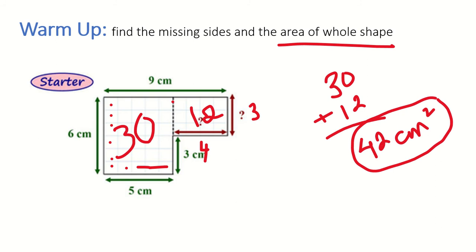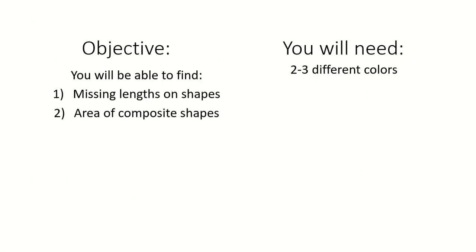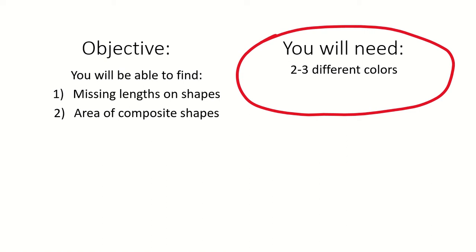Now, that's just the basic way. In a minute, you're going to find out how to do it the proper mathematical way, which is not by counting squares, but by using formulas. So let's get started on that. Your objective today will be to find the missing lengths on shapes, like we just did in the warm-up, and also to find the area of composite shapes. So by the end, if you can do those two things, that means you understand. You will also need, as some helpful tools, 2 or 3 different colors like highlighters, colored pens or colored pencils. Grab those because we're going to do some shading and things like that.